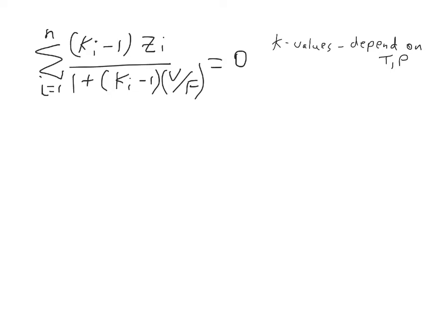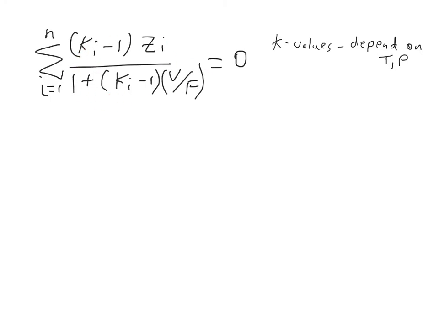We've done in class, and shown in some previous videos, how we might go about solving it if we're given the Z values and some information on the temperature and the pressure to calculate K values, and then we solve for V over F. But that's not the only way we might utilize this equation. Sometimes we might actually have to solve for the K values. So we might be given V over F and the Z values, and we might have to actually calculate the K values to satisfy this equation.